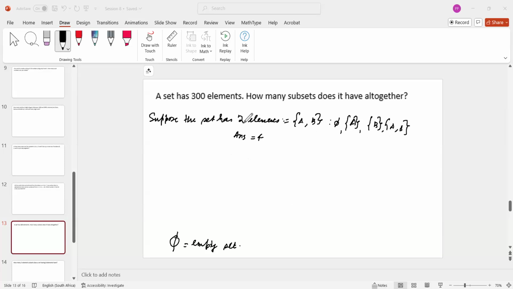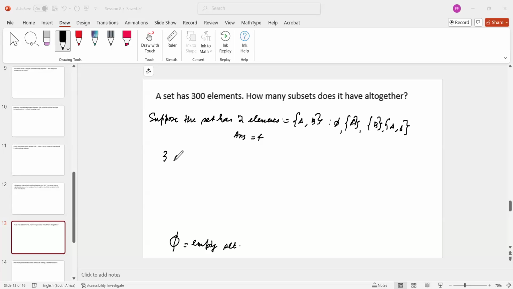Okay. Now, if you had a set which has got 3 elements, somebody has got his mic on. Can you please switch your microphone off? I think it's Ovayo. Ovayo, can you just switch your microphone off?